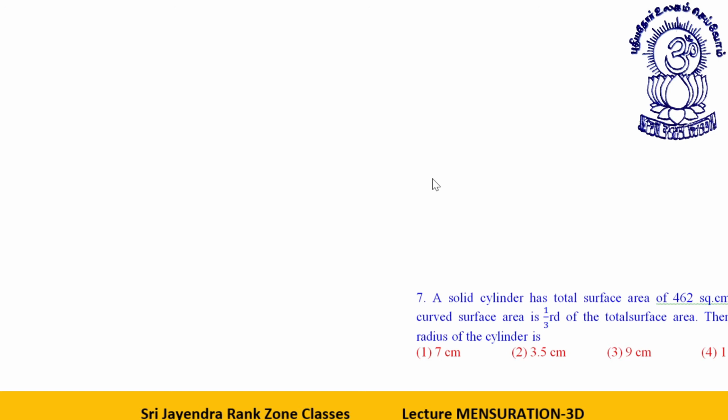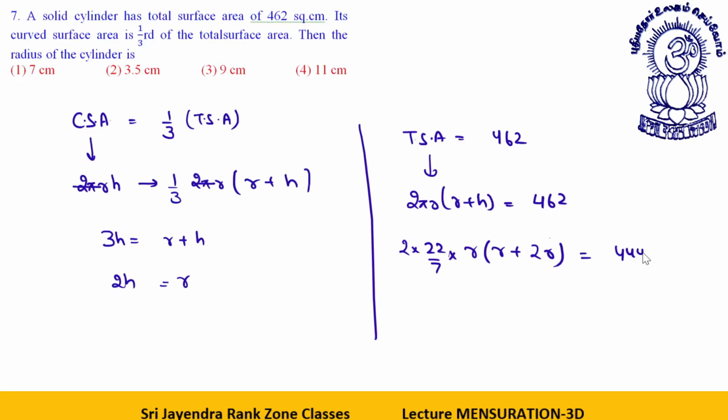Now total surface area. What is the total surface area? This total surface area is 462. The value of this is 2 pi r in the bracket r plus h is 462. I put 2 into 22 by 7 into r into bracket r plus h, and h is 2r. 462, I read as 440 plus 22. If I cancel this with 22, what do I get? I get 20 plus 1. So far, I hope it is clear to all of you.